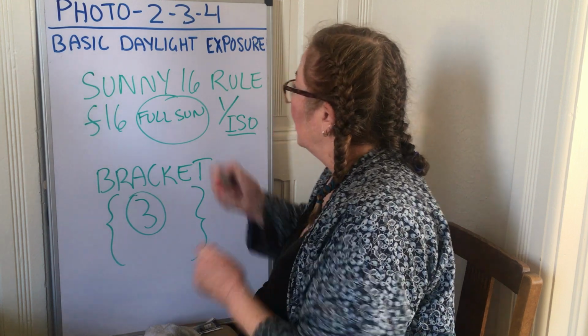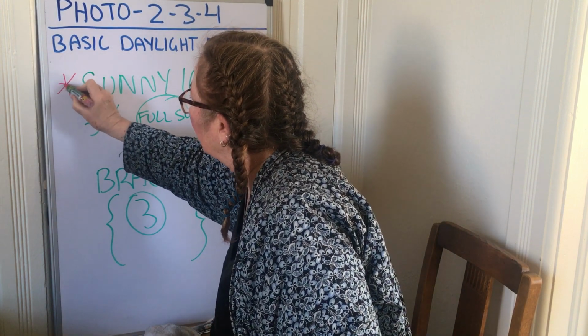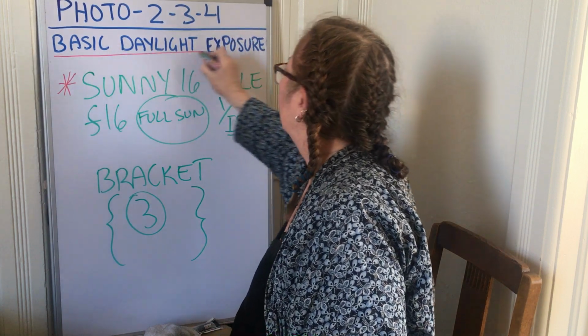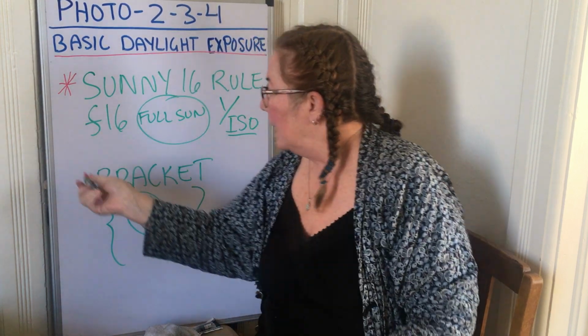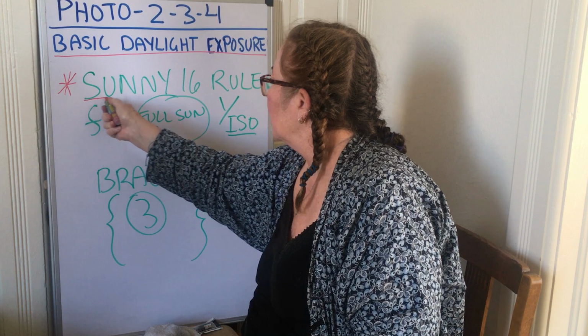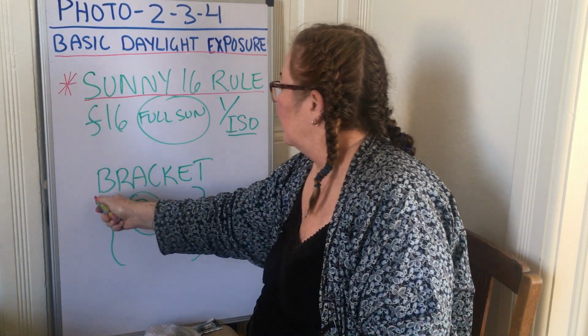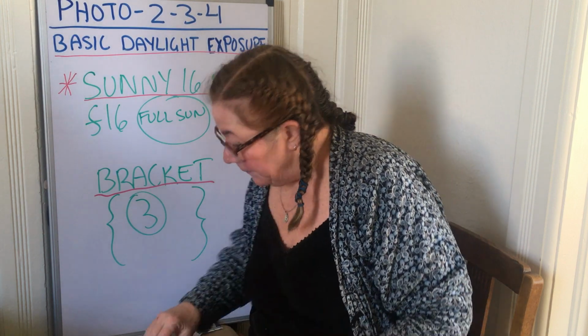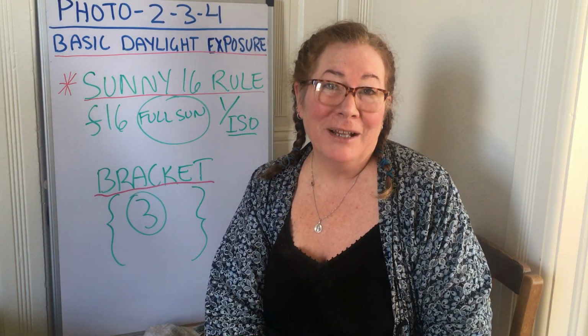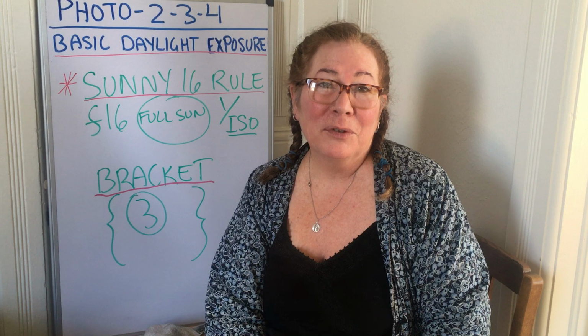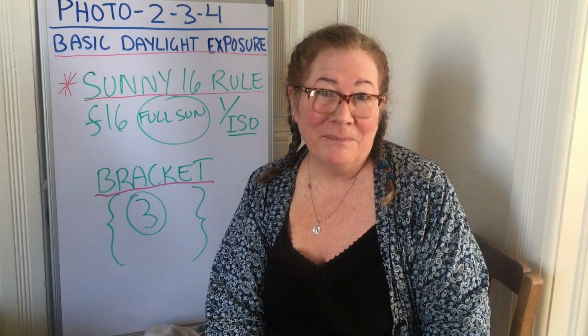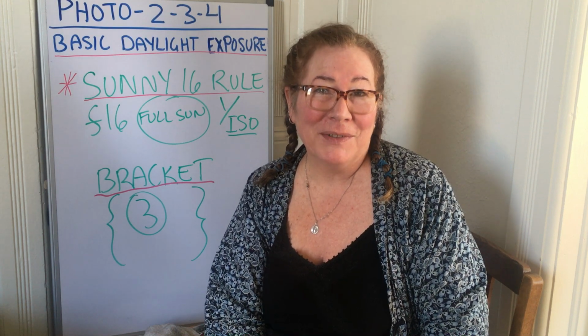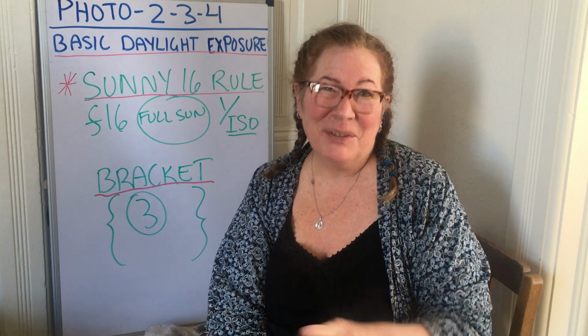To recap, you're going to use the Sunny 16 rule, which is basic daylight exposure, and you're going to bracket. And that ensures that you're going to be successful with your camera. Besides that, just make sure that you spend some time creating a good composition. Remember about your composition. Thanks, and we'll see you in class.